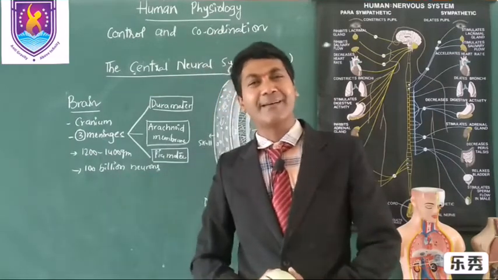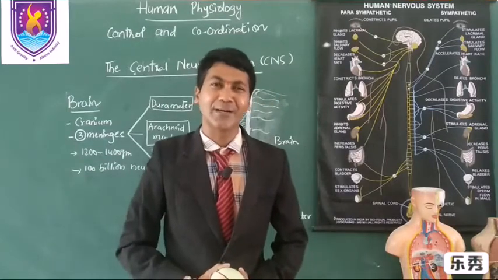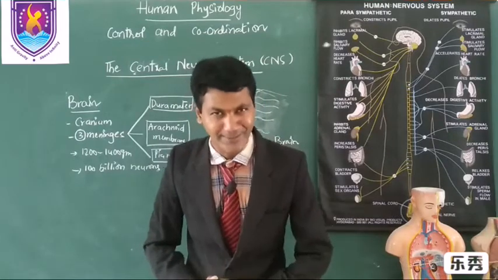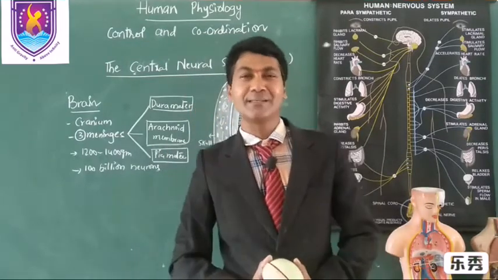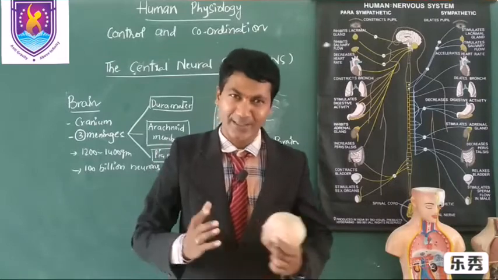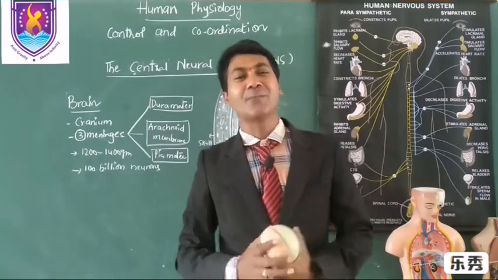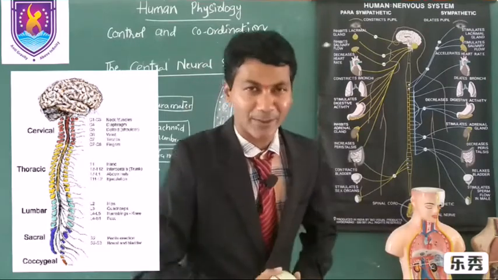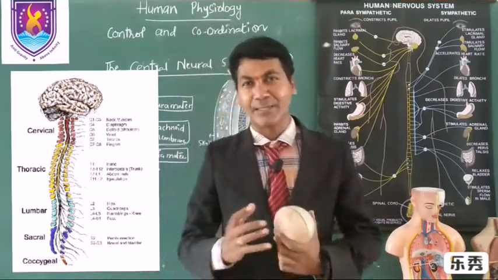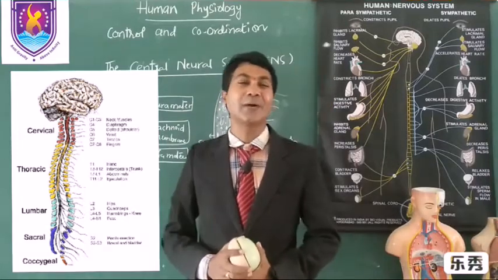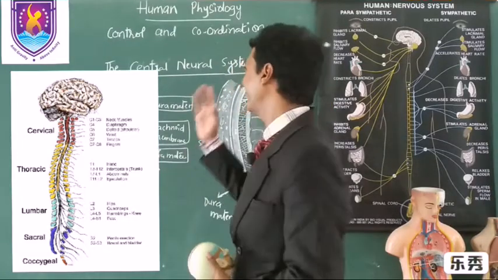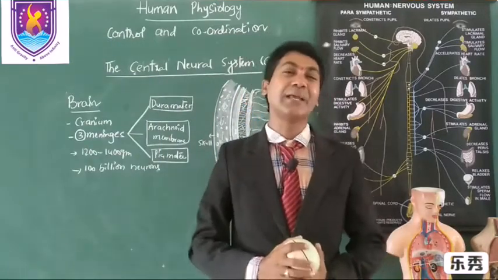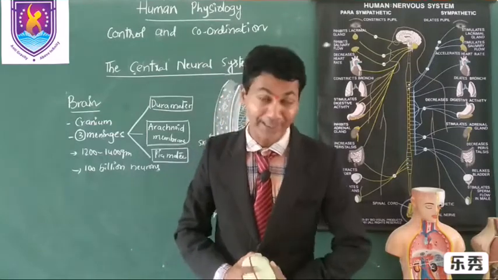As we have studied, control and coordination in our body is performed by a system known as the neural system. My dear students, all the neural operations in the neural system are performed by mainly two organs, which are the brain and spinal cord. The brain and spinal cord together are called the central nervous system, CNS. Today in this session, I am going to explain the external features of the brain.